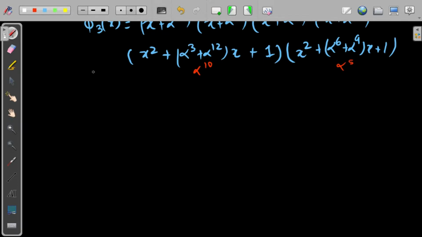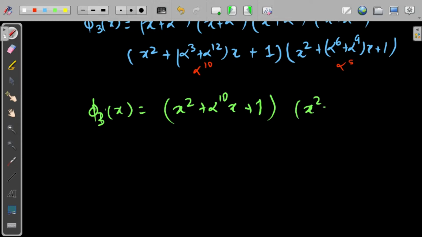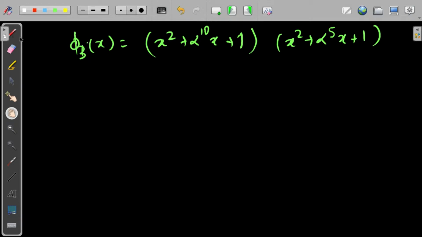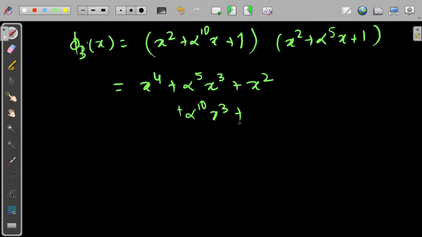Let me just consider this only, and so phi 3 of x will be equal to x square plus alpha 10 x plus 1 times x square plus alpha 5 x plus 1, and if I multiply these two together, I will end up with x to the power 4 plus alpha to the power 5 x cube plus x square, and here again if I multiply with alpha 10, I will get alpha to the power 10 x cube and then alpha to the power 15, which is again going to give me 1 only, right?